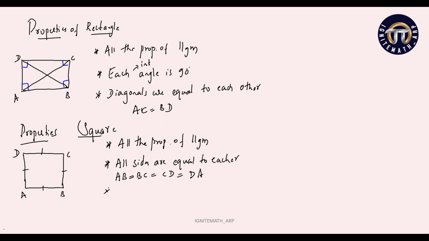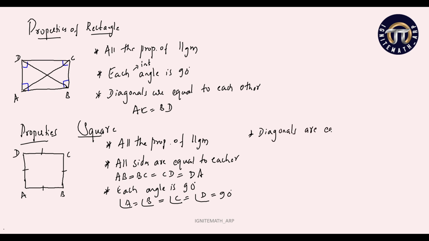Then each angle is 90 degrees. So angle A is equal to angle B is equal to angle C is equal to angle D, that is equal to 90 degrees. Then the next property is diagonals are equal to each other.